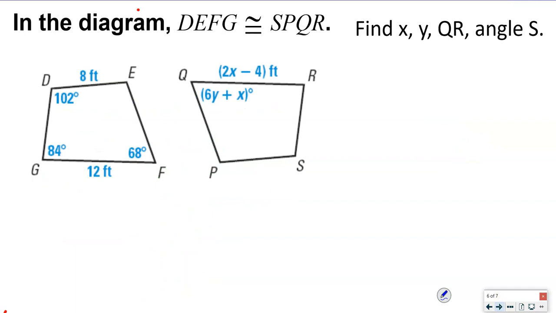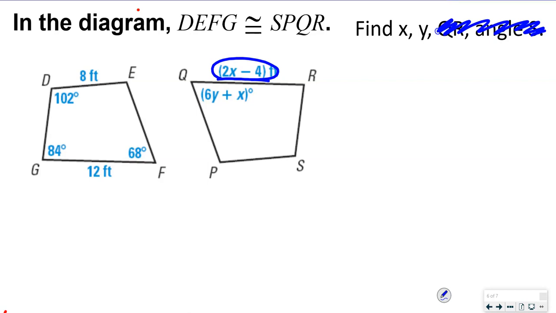Now in this diagram, we're not going to solve for this divide here. We're just going to do x and y. In this diagram, we see that these two polygons are congruent. DEFG is congruent with SPQR in that order. And we need to find x and y. So let's identify where our x is. Well, we have an x in both of these, and that one, but the 2x minus 4 doesn't have the y in it, so it's going to be easy to get that x by itself. So we're going to start with 2x minus 4 to help us solve for x.